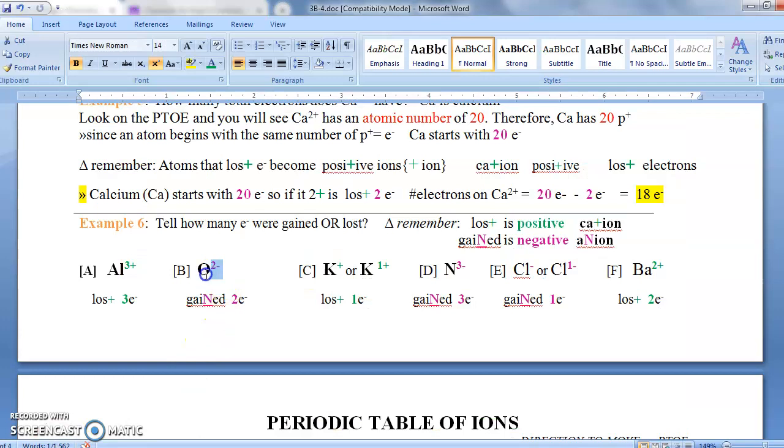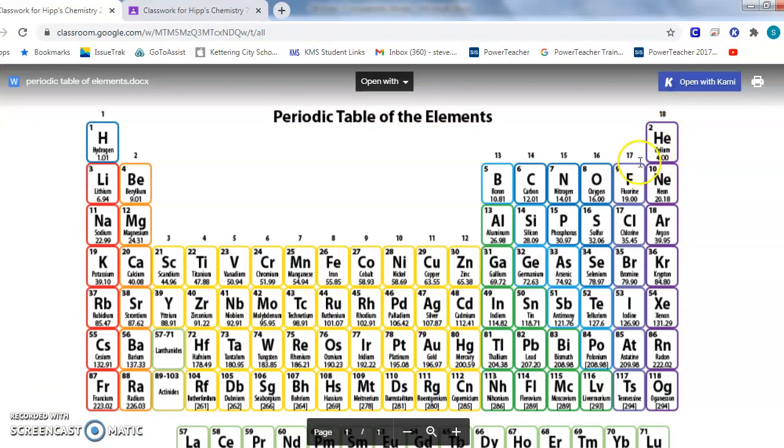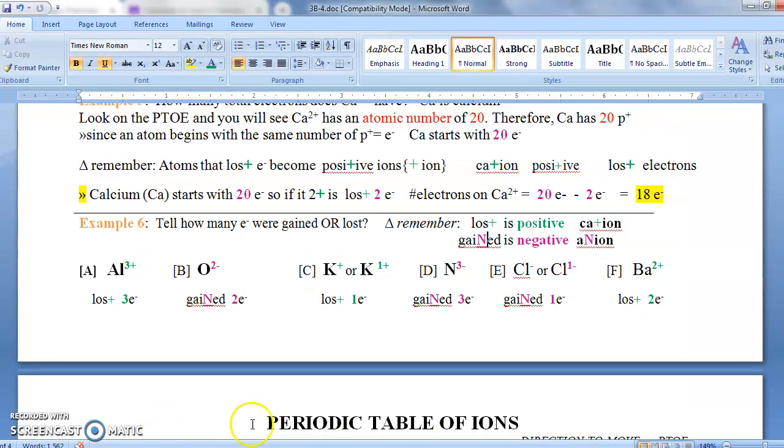We already mentioned oxygen loves to be 2-. If it's minus, if it's negative, it gained electrons. Why would oxygen want to gain 2 negatives? When it's 2 negative, it means it gained 2 negative electrons. They just don't put the e in there. 2 minus means 2 e's have been gained. So O2-. Why would oxygen want to gain 2? Here's oxygen. If it gains 2, it would be like neon. Neon has 10. Neon's chemically stable. Makes sense that that's what it would want to do.